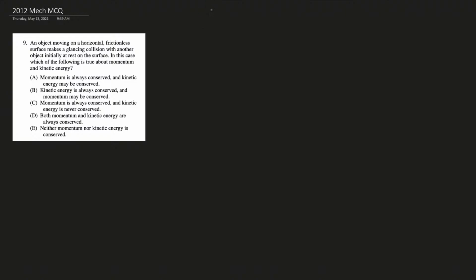Okay, number 9. An object moving on a horizontal frictionless surface makes a glancing collision with another object initially at rest on the surface. In this case, which of the following is true about momentum and kinetic energy?